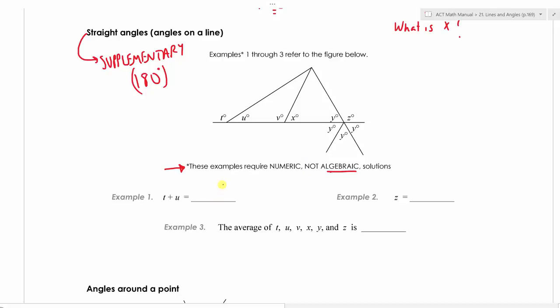So I will go ahead and work through these. Example 1, t plus u. This is the easy one. T and u are two angles in a straight line. They are supplementary. So those two equal 180.